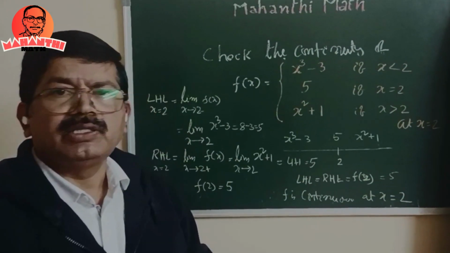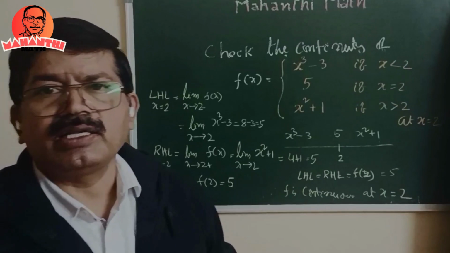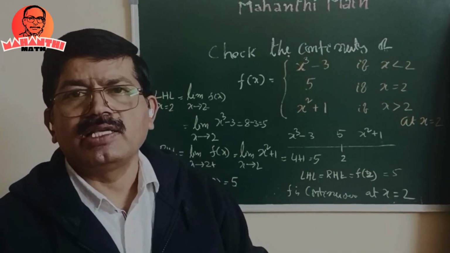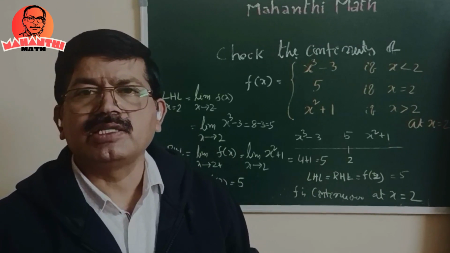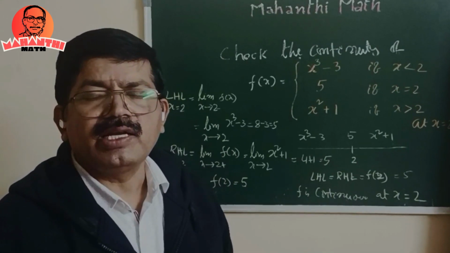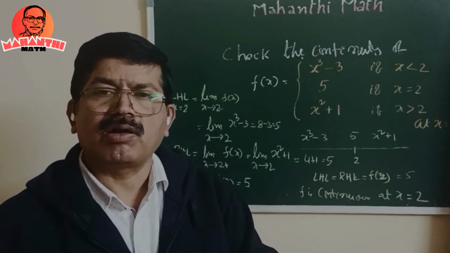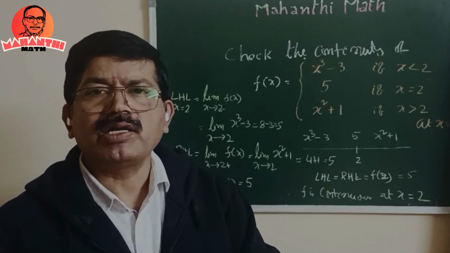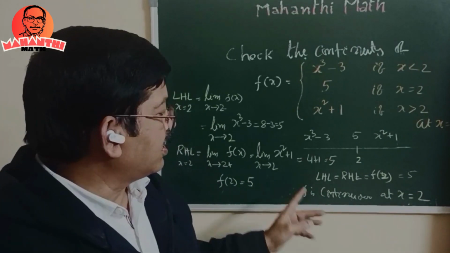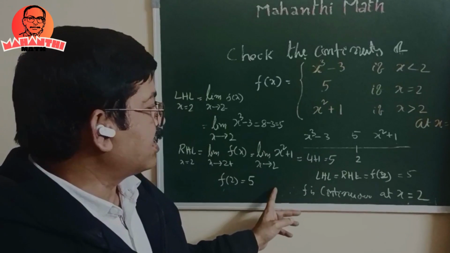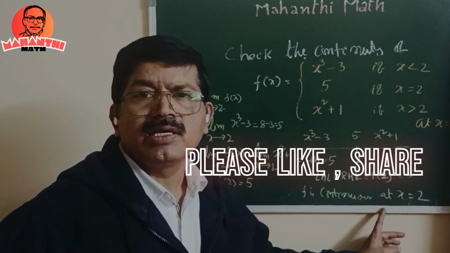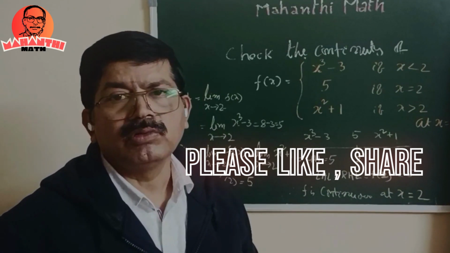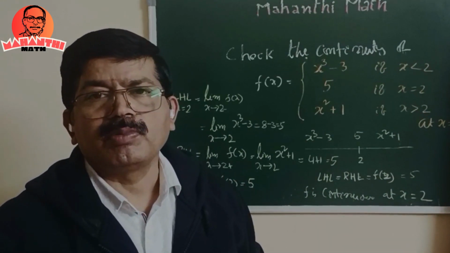So, by these three examples, you see that in the first example, LHL and RHL are not equal, so no need to see the function value. In the second example, LHL and RHL are equal but not equal to the function value. In the third example, LHL, RHL and function value are equal. Therefore, it is continuous at x equal to 2. Some more important problems we will see.